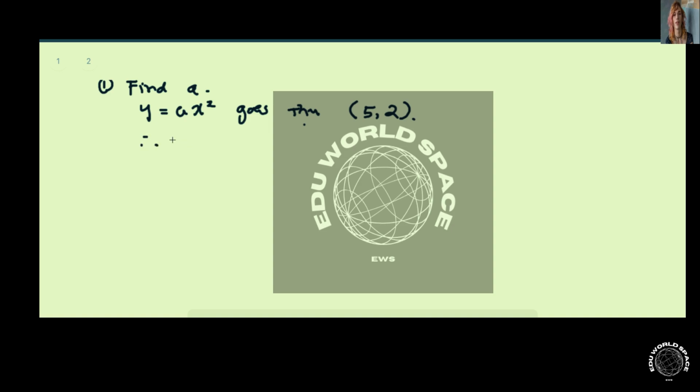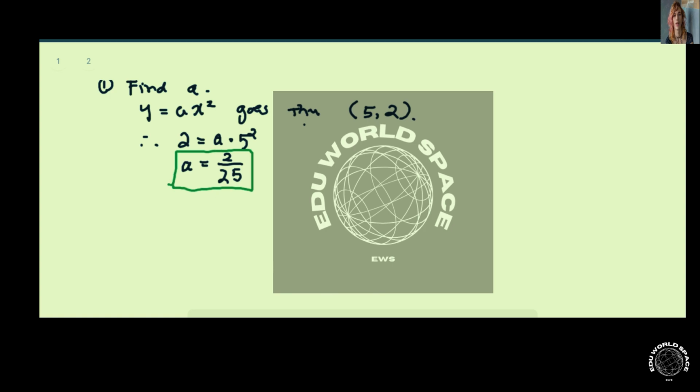Therefore, when y equals 2, I have x equals 5. That's what it means. And it's x squared, so it's 5 squared. And let's just solve for a. Then I have a equals 2 over 25. And we got the answer. So that's our answer. This is the value of a. Okay?